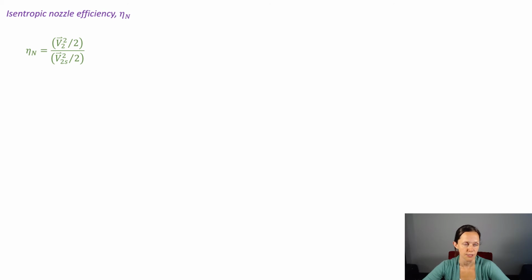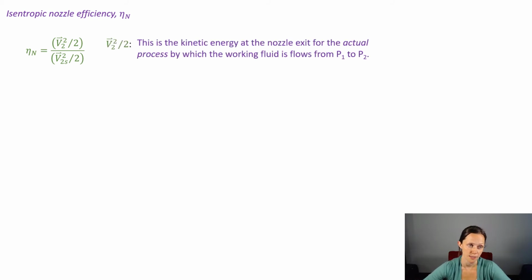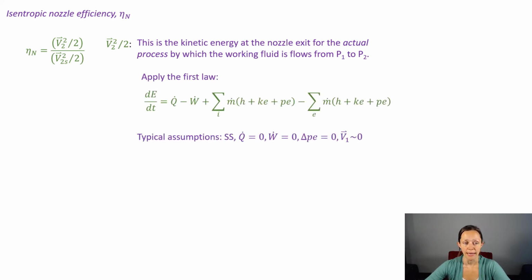So this is a little bit different. A nozzle, you're trying to speed things up. So what we're going to do is compare the kinetic energy at the end of an actual process to the end of the ideally isentropic process. So the first term, the actual kinetic energy, that's the kinetic energy at the nozzle exit for the actual process going between two given pressures, P1 and P2. So if I apply my first law and make all the assumptions that I typically do, and for a nozzle, I'm going to approximate the velocity at the inlet as 0, just because the kinetic energy at the inlet is going to be much, much less than the kinetic energy at the outlet.